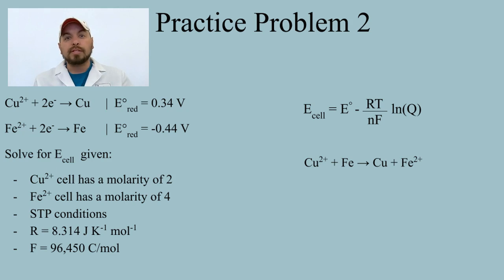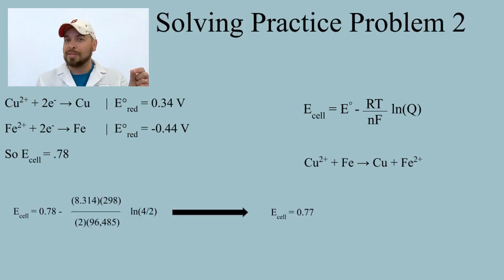When we plug this value in, now all of a sudden that term, RT over nF times the natural log of Q, is no longer equal to 0. Instead, it's equal to RT over nF times the natural log of 2. When we plug this in and we solve, what we find is that the voltage of our cell, the E cell, is going to equal 0.78 minus 0.01. That gives us a new E of cell, the voltage that we're actually going to see, the one without the degree sign, of 0.77.